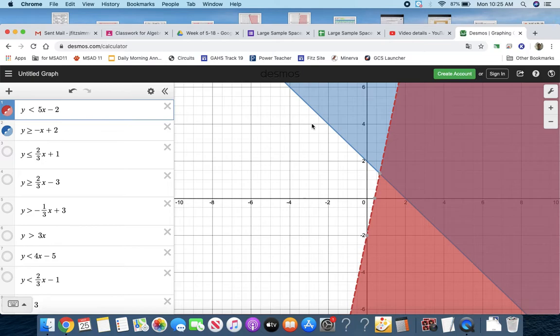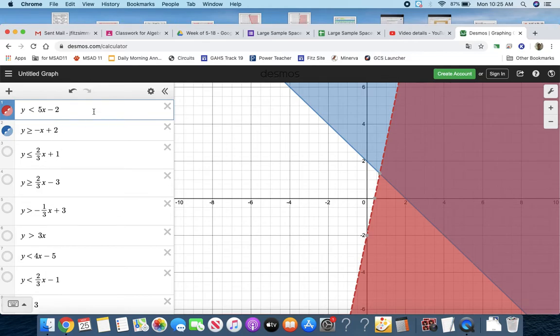Now, we could do a test point. I don't have to, but if I did (2, 2), that should work in both of these equations. So if I replace x with 2, I'd get 10 minus 2 is 8. 2 is less than 8. If I replace y and x with 2's, then I'd have 2 is greater than or equal to negative 2 plus 2. 2 is greater than or equal to 0, so they're both accurate.